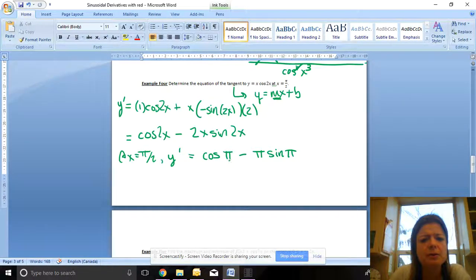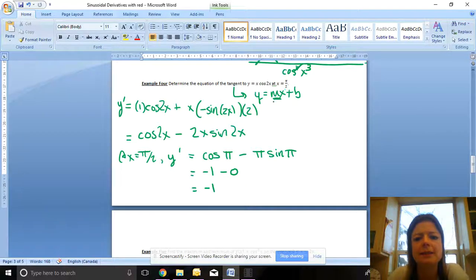Okay, so the cos of pi, if you remember, is negative 1, and sine of pi is 0, so you just subtract 0, so you get a value of negative 1. So that is the slope in y equals mx plus b.